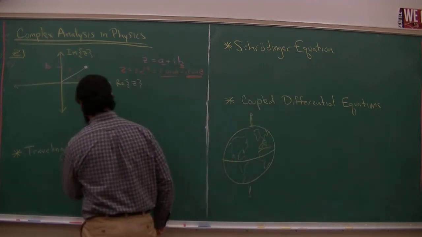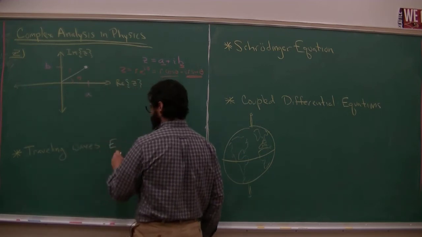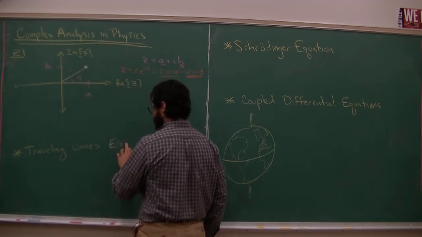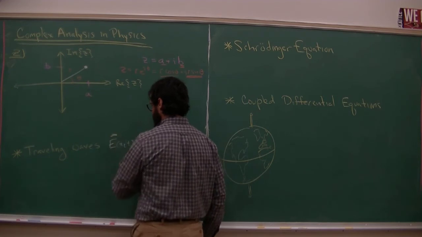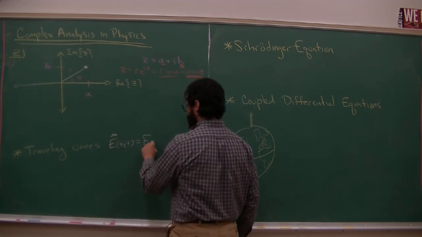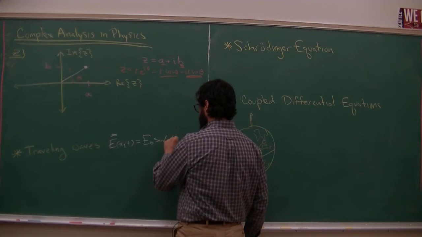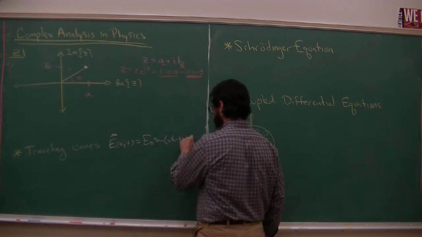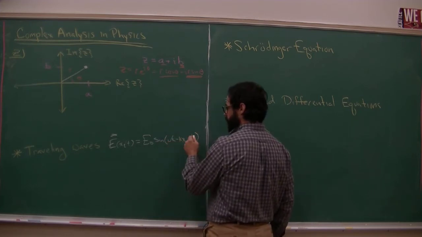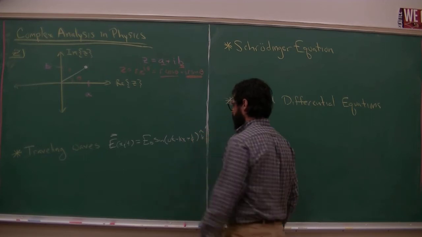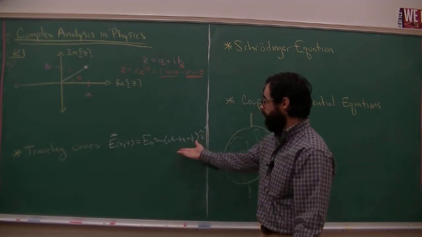You are used to seeing E, for instance. Let's say I have an electric field that's moving in time, E_x of t, that's E naught, maybe sine of omega t minus kx plus some phase, and then it's got a polarization. Let's just say it's polarized in the k direction. And then likewise, it's got a magnetic field.